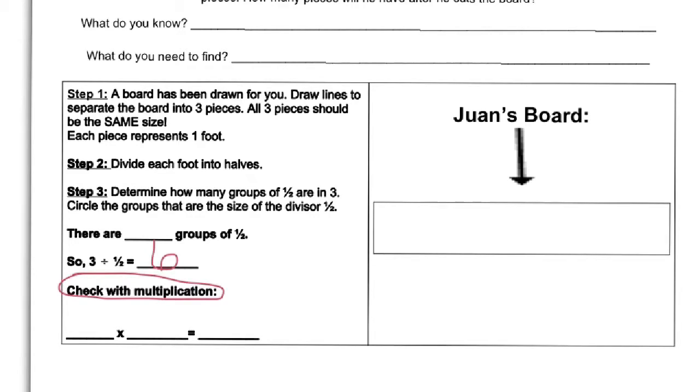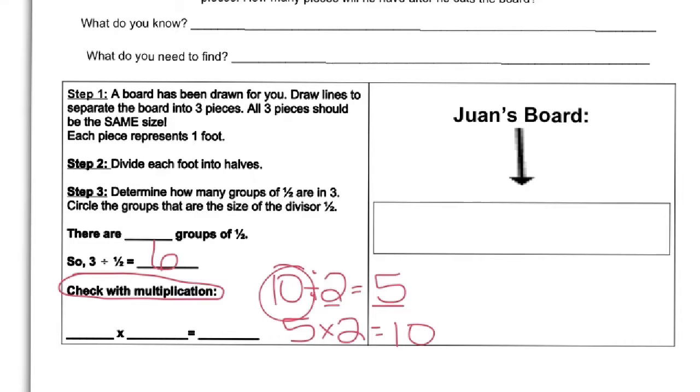Now, when it says check with multiplication, all that means is that you're going to take your answer and work backwards. So let's try a simpler problem really quick. Think back to when you were learning how to do regular whole number division. If you do 10 divided by 2, you get 5. And then, to check it, you could work backwards and say, well, 5 times 2, if I take my answer and multiply it by one of the factors here, then I would get 10. And since I got 10, I know I did it right. We're using the exact same idea here.